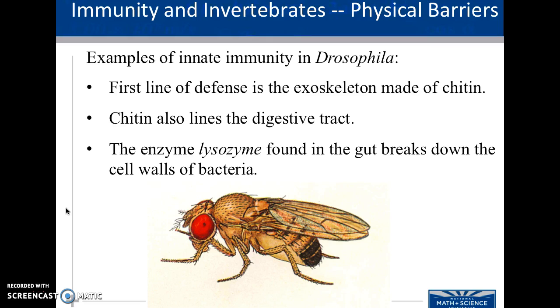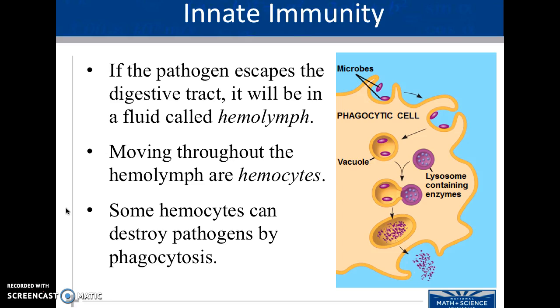So moving on to invertebrates and immunity. So we've talked about plants, we talked about amoeba, we're now going to talk about invertebrates. The innate immunity of a fruit fly, we see that it has an exoskeleton made of chitin. It is a protein similar to what's in your nails and in your hair. It also lines the digestive tract. The other thing that these organisms have is an enzyme called lysozyme, which is found in the gut, and it breaks down bacteria cell walls.